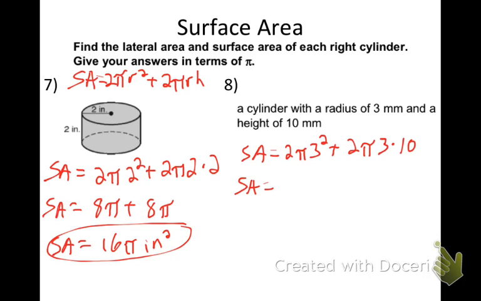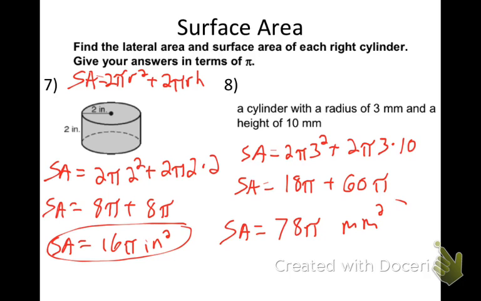Times 2. 18. So I get 18 pi. Plus, what's 3 times 10, Tom? 30. Times 2? 60. 60 pi. And can I add those, Tom? Yes, I can. I get surface area 18 plus 60 is 78. 78 pi millimeters squared. There it is.